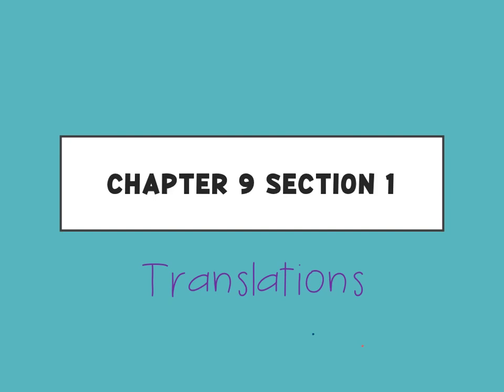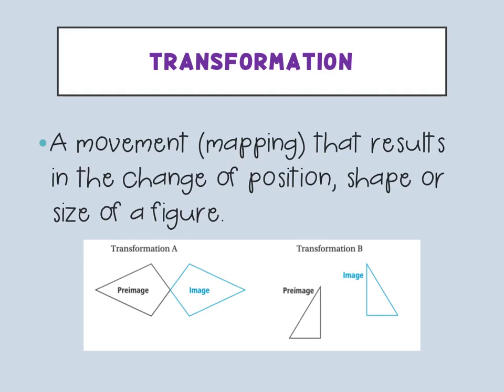Okay, chapter 9, section 1 is called translations. A lot of this you should have seen before. We're just going to talk about a couple of things, the shifting of an object is basically the idea. By definition, a transformation is a movement, which they call a mapping, that results in the change of position, shape, or size of a figure. So transformation is just moving, changing size, all of it.